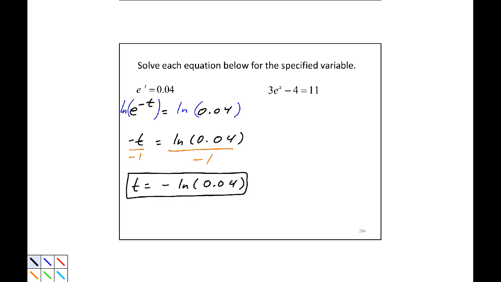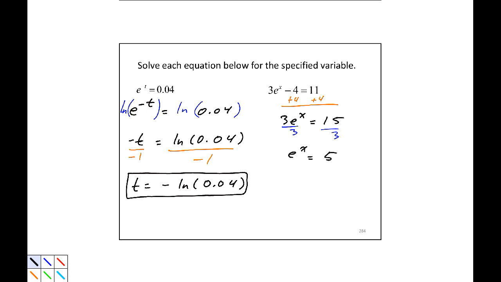All right, for our next example, we have 3e to the x minus 4 equals 11. So we'll isolate our exponential expression. We'll add 4 to both sides, so that we have 3e to the x equals 15. Now we have 3e to the x equals 15, so we'll divide by 3, so that we have e to the x equals 5.